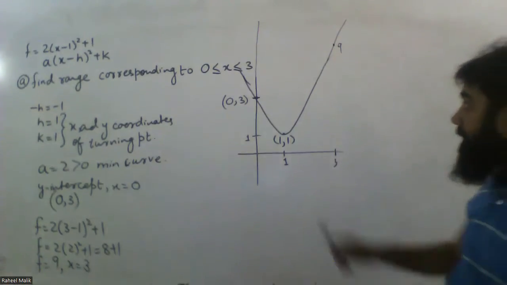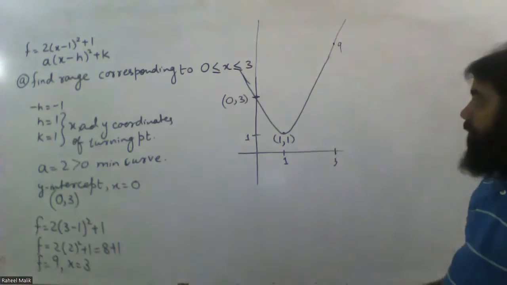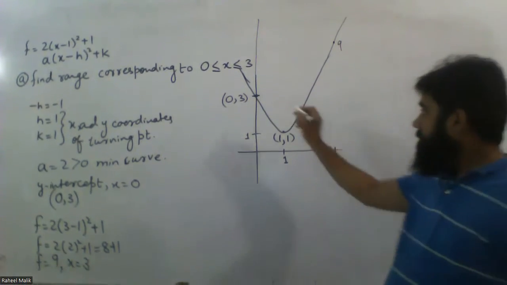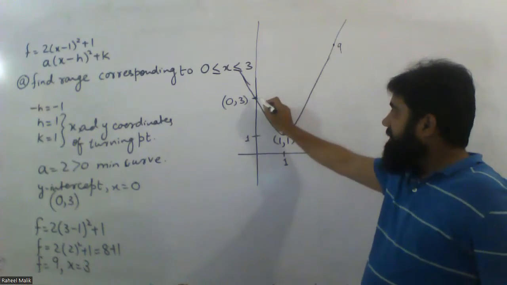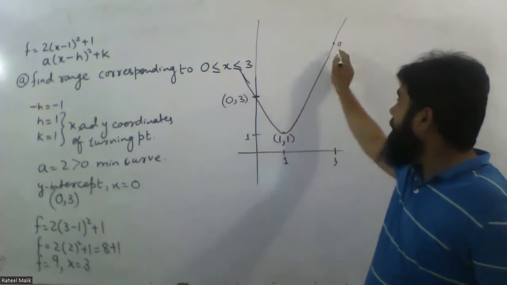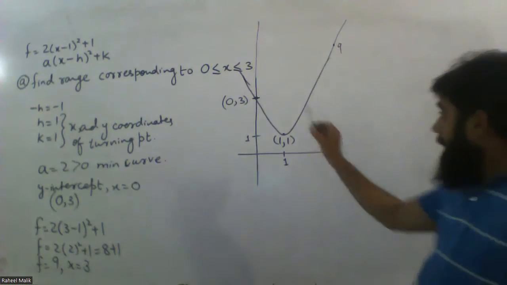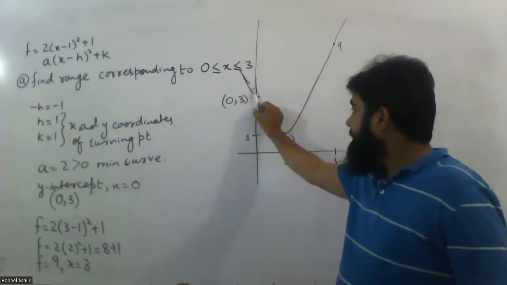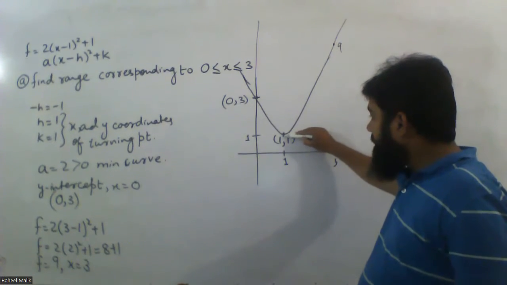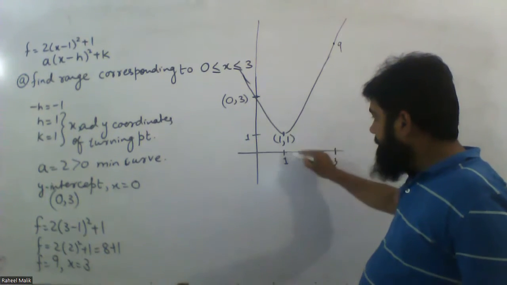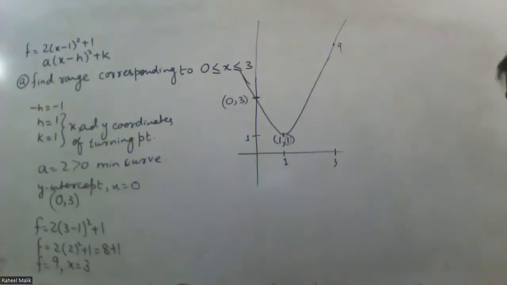Okay, now if I go from x equals 0 to 3, what will be the result? This is 0 and this is 9. If I say the range is coming from 3 to 9, no, it is not like that. Because in between the value of x as 0 and the value of x as 3, I have got the value of x as 1 also, which is coming on y equals to 1.